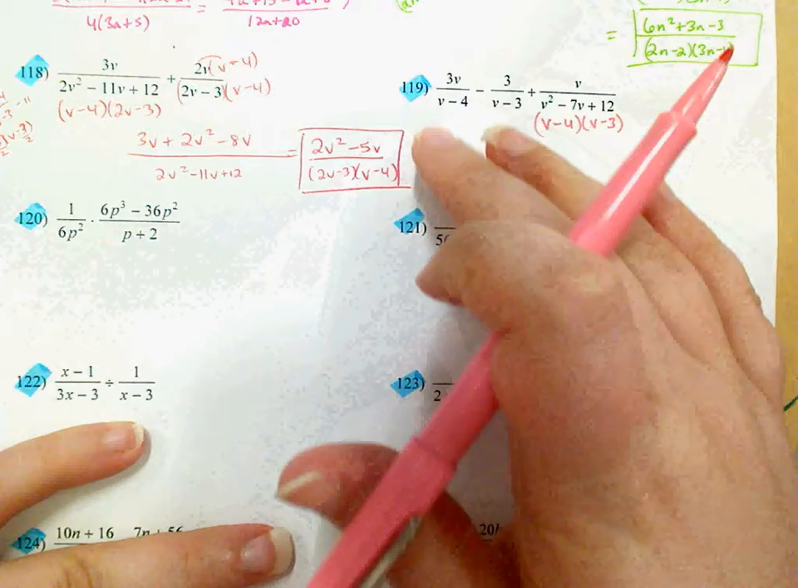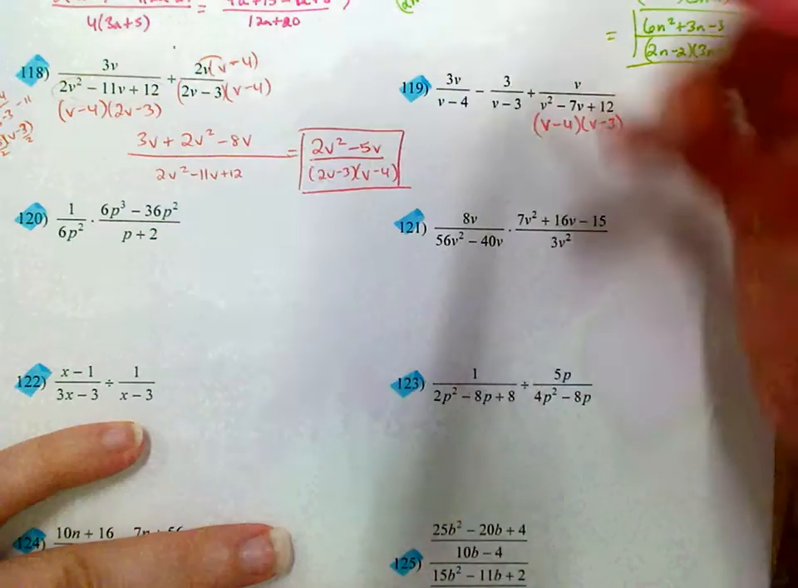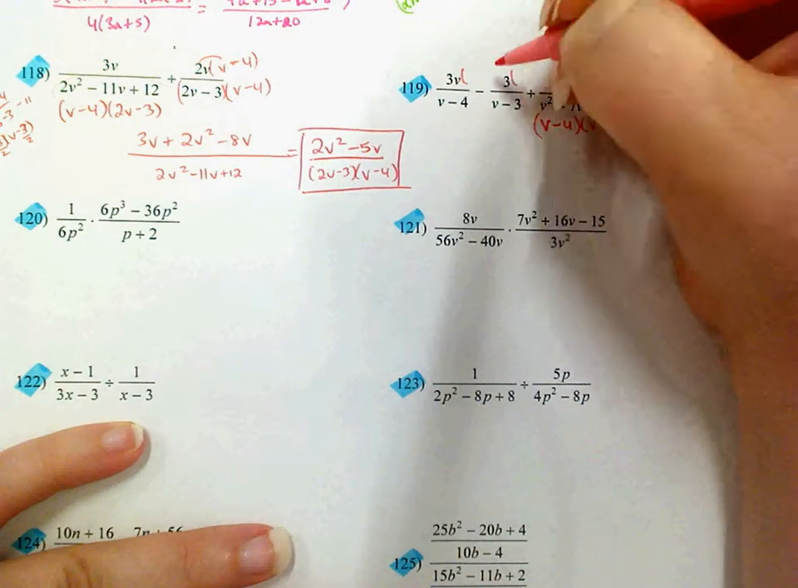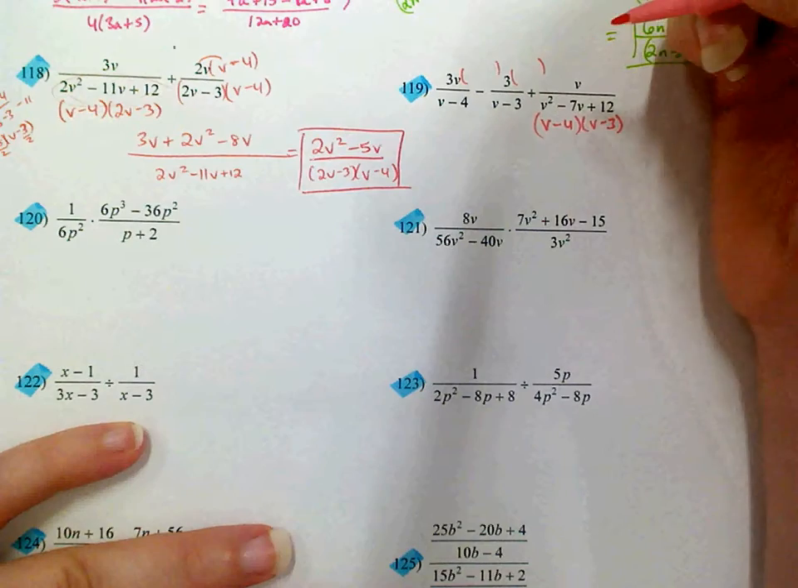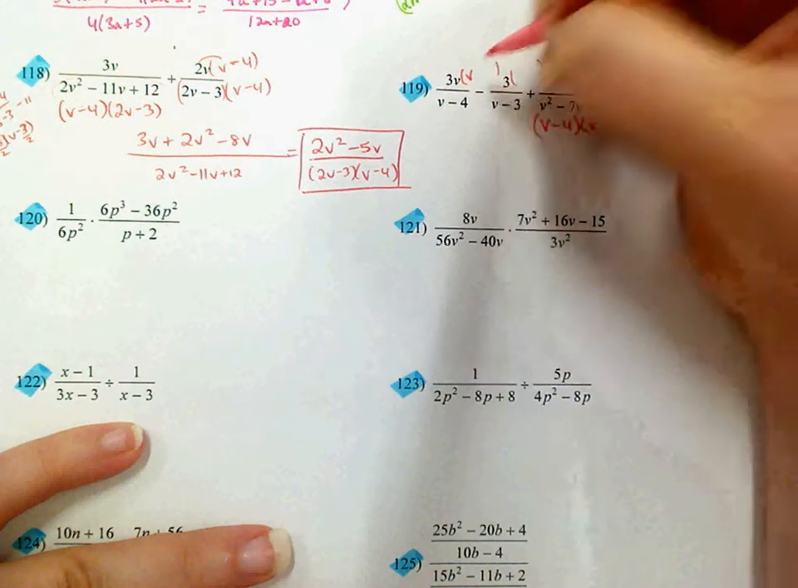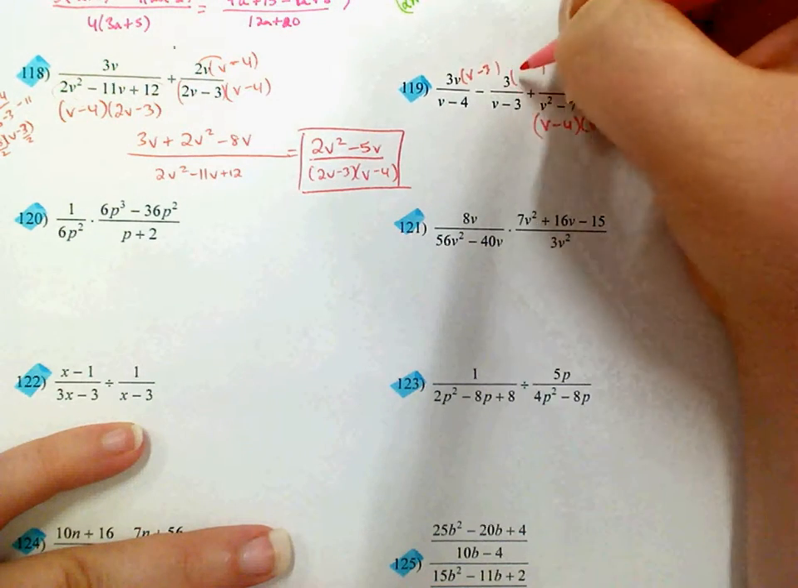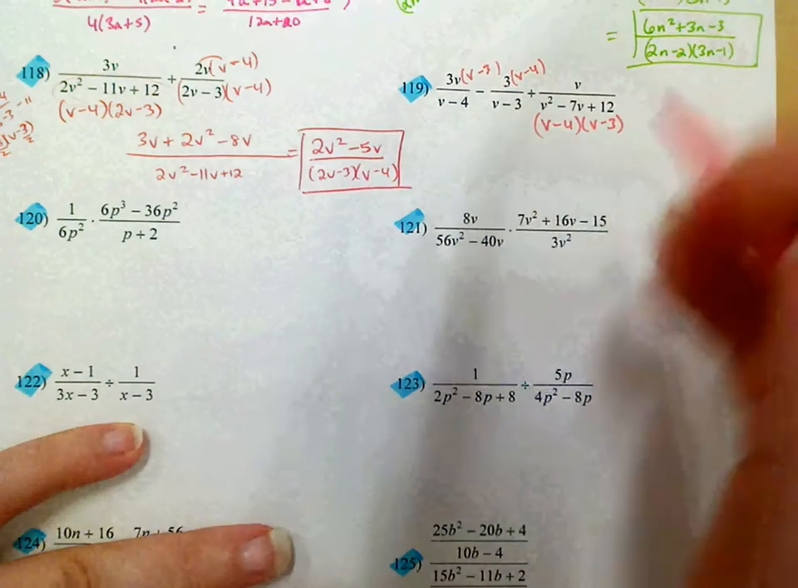So all I need to do is make sure that each fraction has both of them, and we're good. This one has a v minus 4, it needs a v minus 3. This one has a v minus 3, it needs a v minus 4. So I'm really dealing with this.